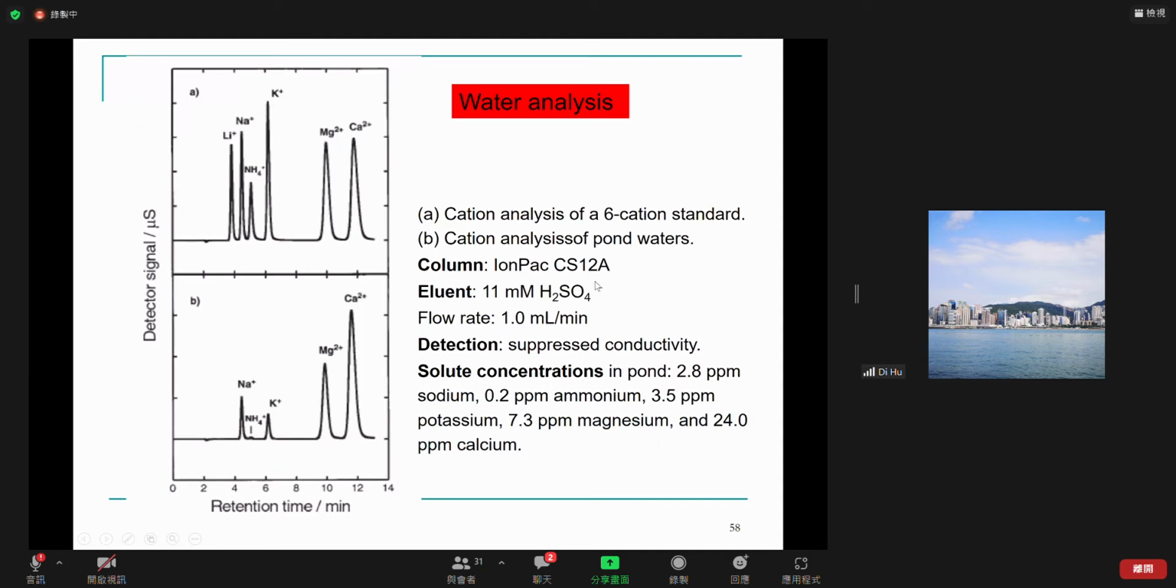And how about cations? Of course, same for cations: here is the standard and the pond water. This is CS12, because it has magnesium and calcium together with the monovalent ones, so it uses a weak cation exchanger. The eluent can also be sulfuric acid, and then you suppress conductivity.